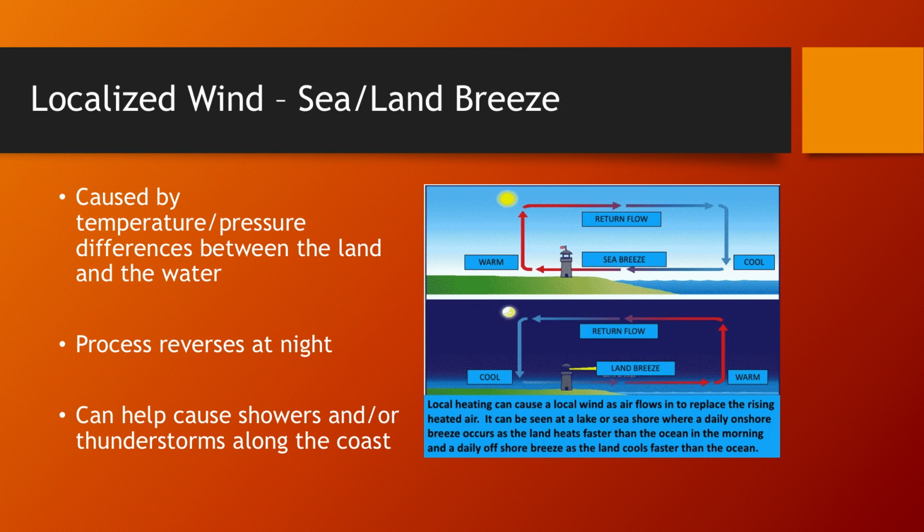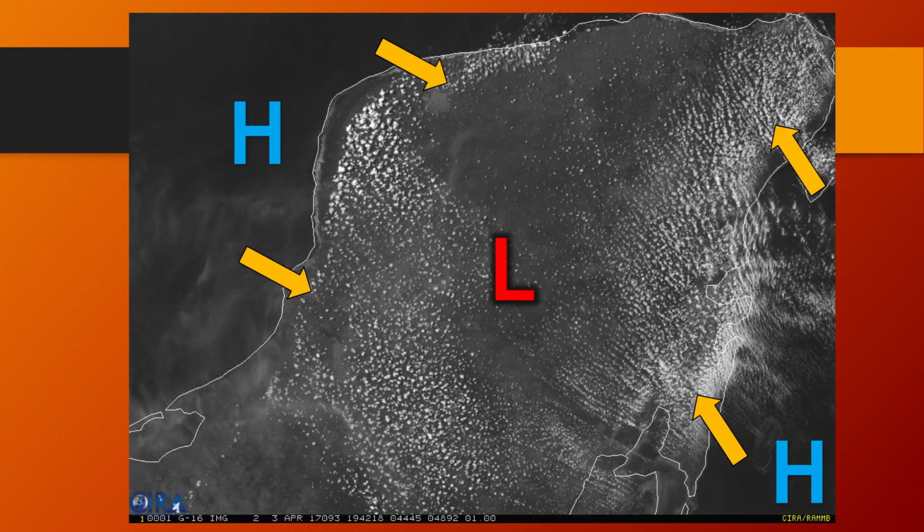Now at night, when things cool down, the land will cool down faster than the water because the water holds that temperature more, and that reverses the whole process, so you actually get wind going from the cooler, higher pressure of the land to the warmer, lower pressure of the water. And so this is what creates land and sea breezes, which can actually help create thunderstorms. And here's an example of that.